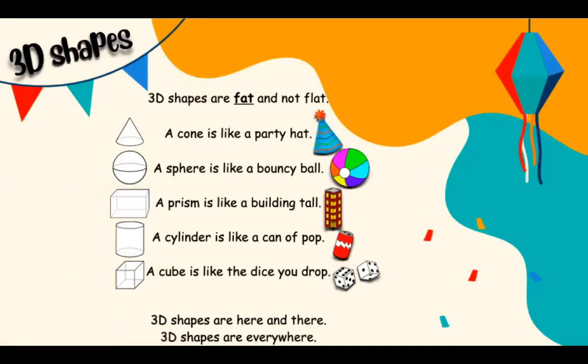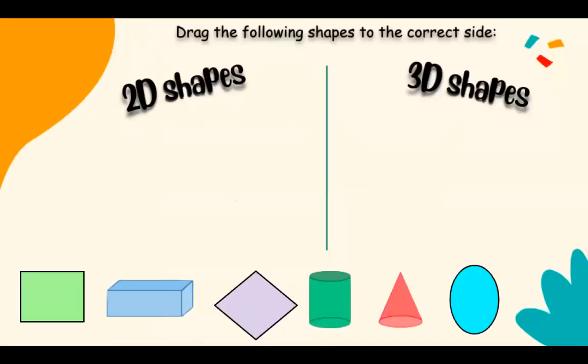3D shapes are fat and not flat. A cone is like a party hat. A sphere is like a bouncy ball. A prism is like a building tall. A cylinder is like a can of pop. A cube is like the dice you drop. 3D shapes are here and there. 3D shapes are everywhere.